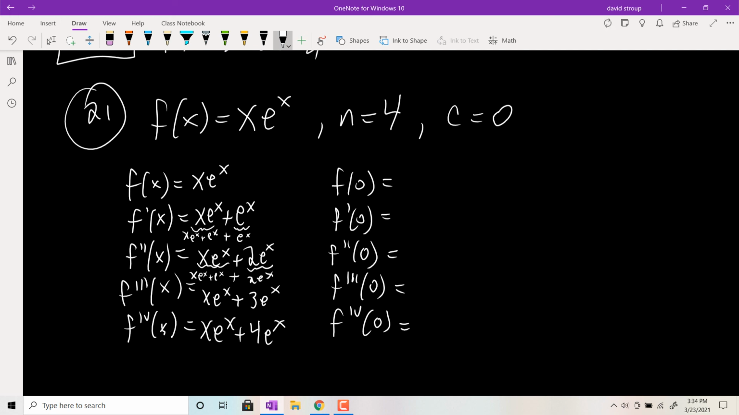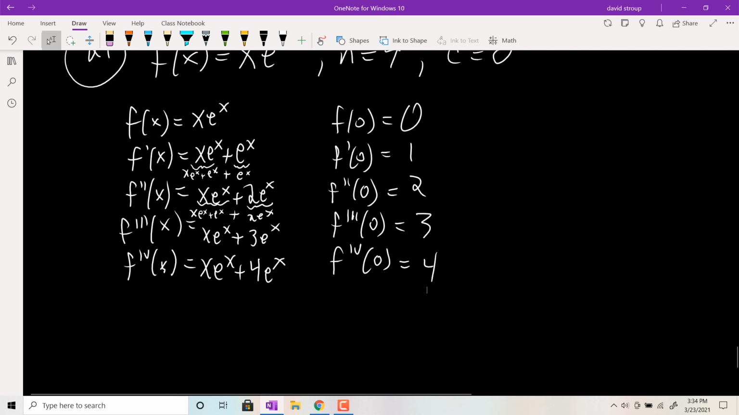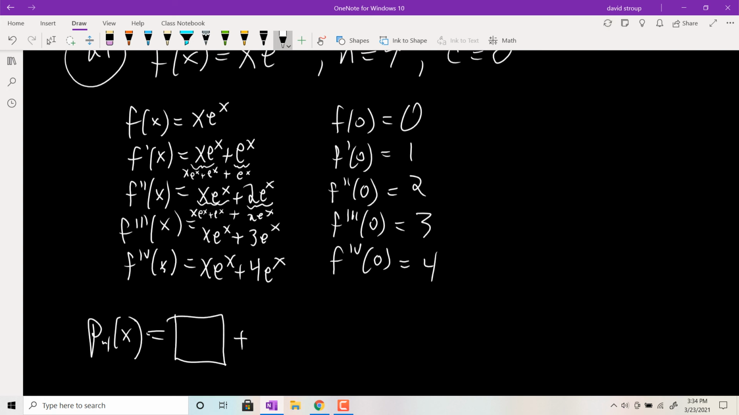Plugging in zeros, we get 0, 1, 2, 3, 4. Okay, so we want p sub 4. And I like doing the little boxes. You can do that too on the test if you want.